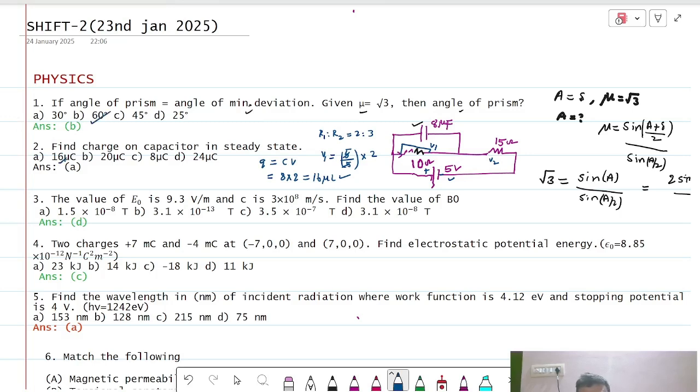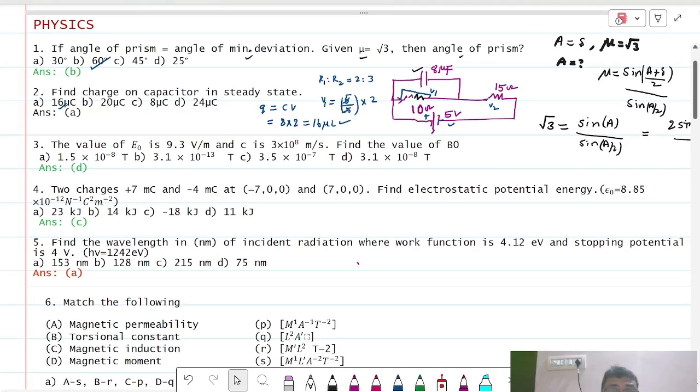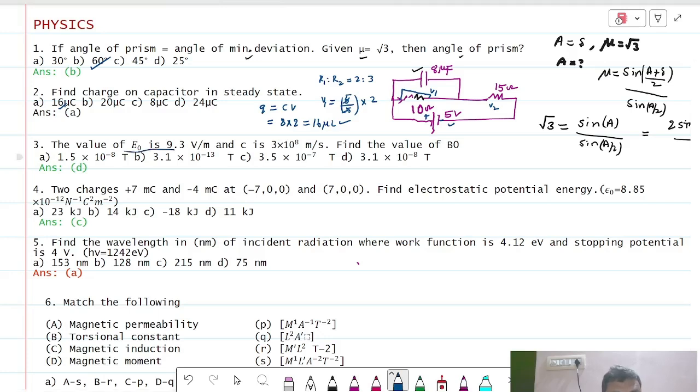These two are correct. Now see, the third question is a very simple question. Given data is E0, and C, the velocity of light, is given. Find the B0 value. Here we know that the force is equal to QVB. That means force by Q is equal to VB, and V means C, so it is CB.